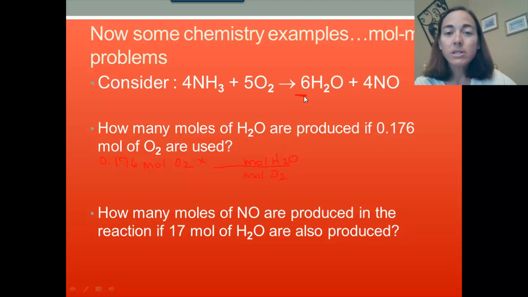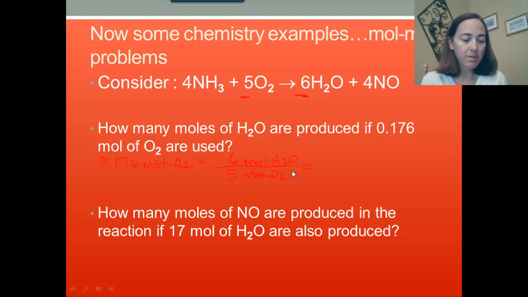So there's a 6 up here with the water. I'm going to put that there. And there's a 5 with the oxygen. So I'm going to put that there. Moles of oxygen cancels with moles of oxygen. And then you're going to have to do your math. When we do the math, we're going to multiply 0.176 times 6 divide by 5. And the answer is going to be 0.211 moles of water.